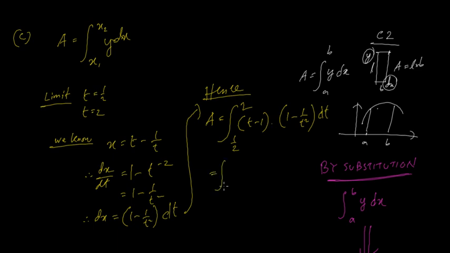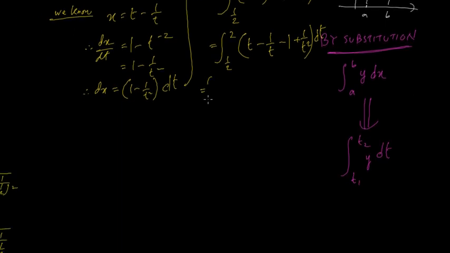Now we simplify. From half to 2, if you multiply t into 1 it's t, minus t into 1 by t squared is 1 by t, minus 1 into 1 is minus 1, minus 1 into minus 1 by t squared is plus 1 by t squared, and we have dt. So this is t minus 1 by t minus 1, plus, taking this upstairs, t to the power minus 2.